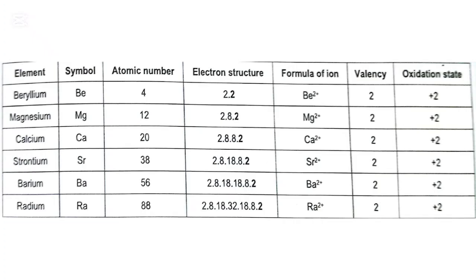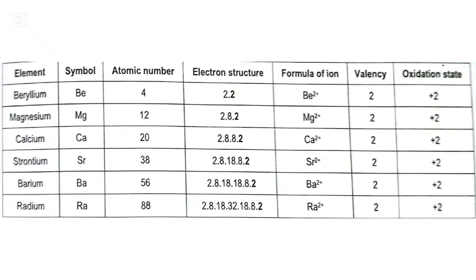The table below shows examples of alkaline earth metals, their symbols, their atomic number, their electron structure, the formula of the ion formed, their valencies, and their oxidation states. We begin, for example, with beryllium, whose chemical symbol is Be. Atomic number is 4, electron arrangement is 2.2, formula of the ion is Be2+, valency is 2, oxidation state is +2.